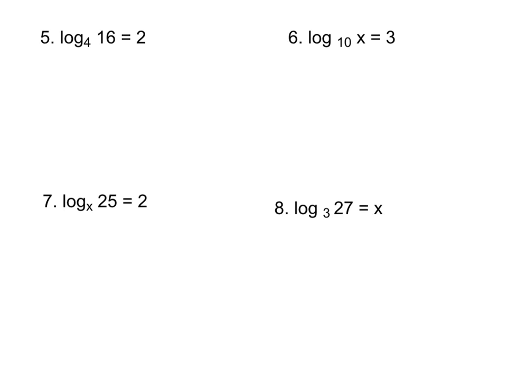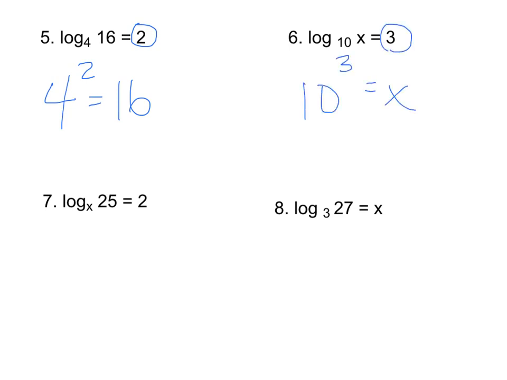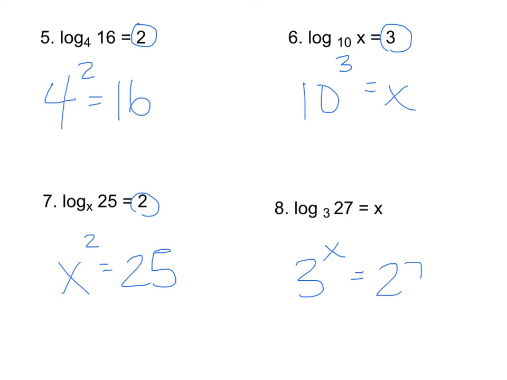So here we have 4 logarithm problems, and I'm just going to rewrite these as exponentials. Again, some of them have x, but I don't really care what x is. I'm just rewriting. So for number 5, I have 4 to the second equals 16. Remember, it always equals the exponent. For number 6, I have 10 to the third equals x. Again, 3 would be my exponent. For number 7, I have x to the second equals 25. 2 is my exponent. And then number 8, I have 3 to the x equals 27, where x is my exponent.